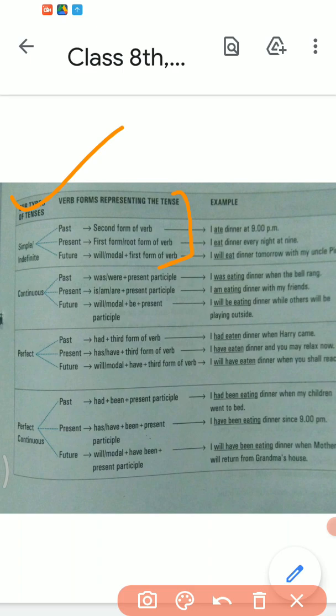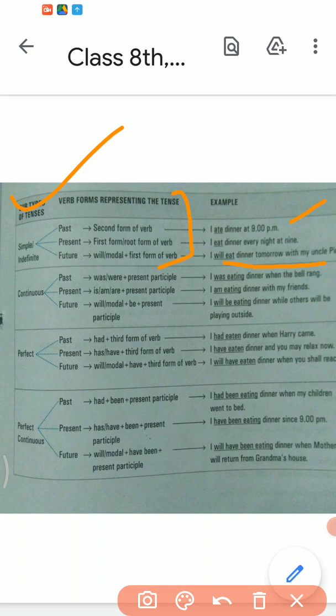In the past indefinite, we will use the second form of the verb, and the example is given here: I ate dinner at 9 p.m. In present indefinite tense, we will use the first form of the verb. For example, I eat dinner every night at 9. In future indefinite, we will use will or shall plus the first form of verb. For example, I will eat dinner tomorrow with my uncle.